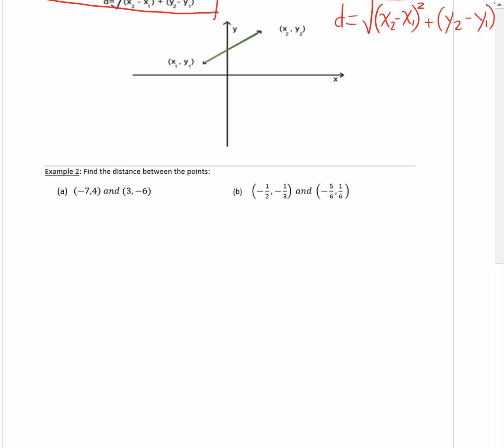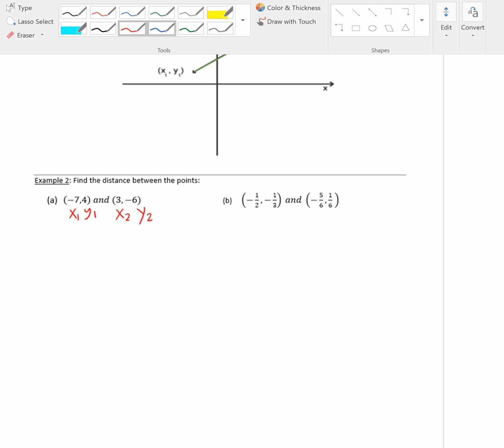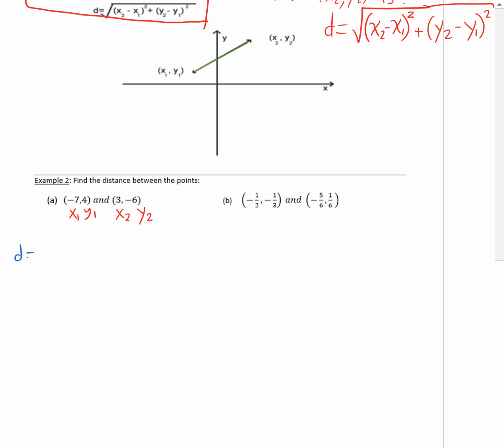Example 2, part A. So we have points -7, 4. I'm going to call that guy x1 and y1. So -7 will be x1, 4 will be y1. The other point, 3, -6, I'll call 3 x2 and -6 y2. And that way I'll be ready to substitute those in the distance formula. All right, and just to be safe, since this is the first problem we're doing, I might rewrite the formula itself, so I have it sitting in front of me.